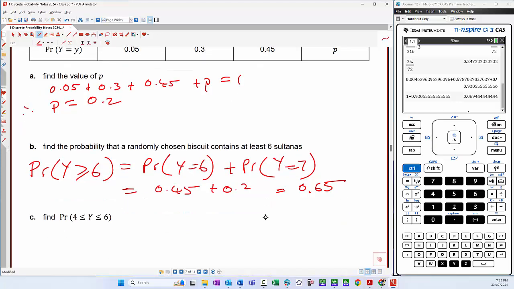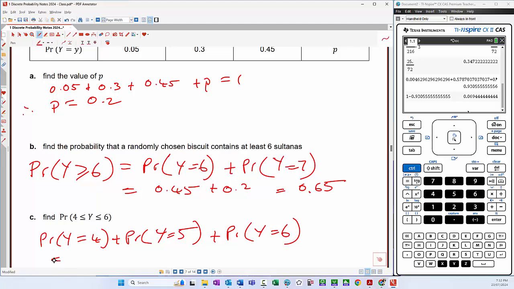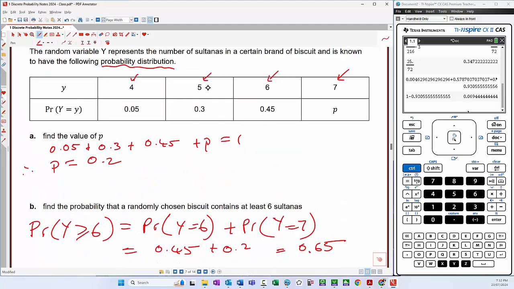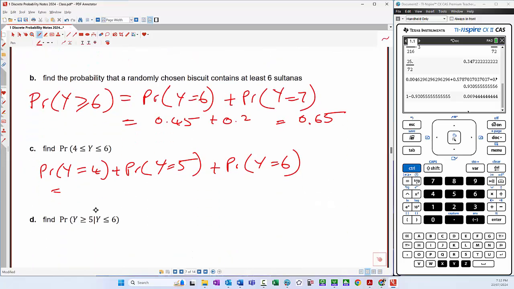is 0.65. Find the probability that the random variable is between 4 and 6. So that is going to be the probability that the random variable is equal to 4 plus the random variable is equal to 5 plus the random variable is equal to 6. So 4, 5, and 6, that's these three here. So that was 0.8, I think.